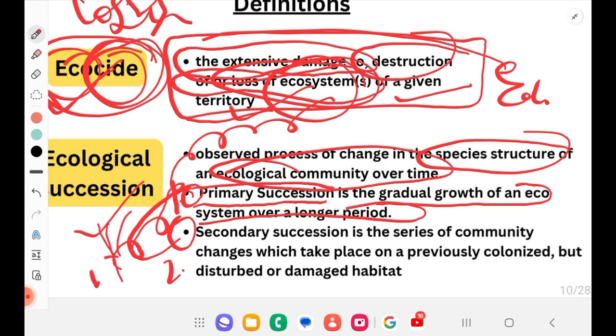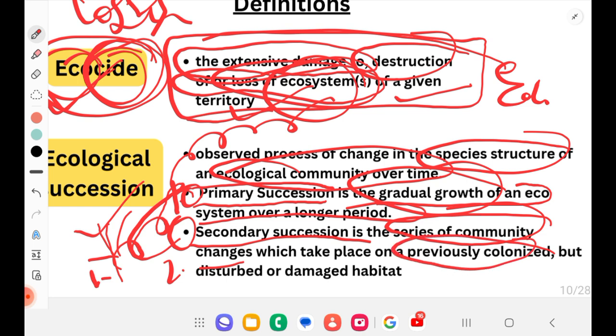That kind of succession, that is gradual growth of an ecosystem, is called primary succession. First thing is there should be change in species structure. In that, primary is a gradual growth, then comes secondary, that is a series of community changes which takes place on a previously colonized but disturbed or damaged habitat. So secondary is somewhere where the ecosystem was already there, that got damaged, and then again succession is happening. That is called secondary.